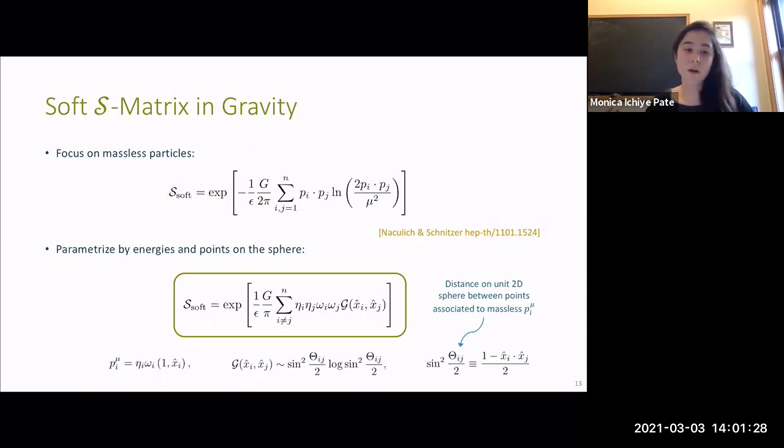And just as before, the strategy will be to parameterize the momentum of these external particles by energies and points on the sphere. And so upon doing so, we find that this infrared-divergent factor can be written in this form. And so in particular, all the angular dependence is only through distance on the two-dimensional sphere between points that are associated to massless momenta.